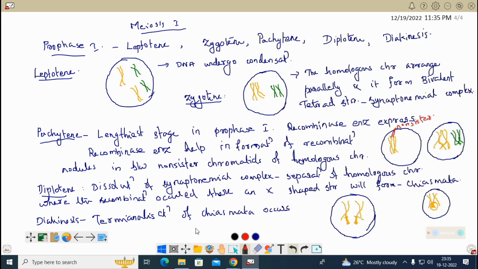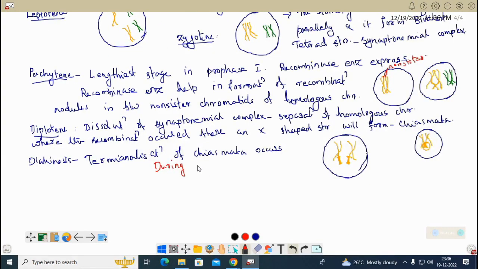During meiotic division, during meiosis, recombination occurs, leading to variation in sexual reproduction.